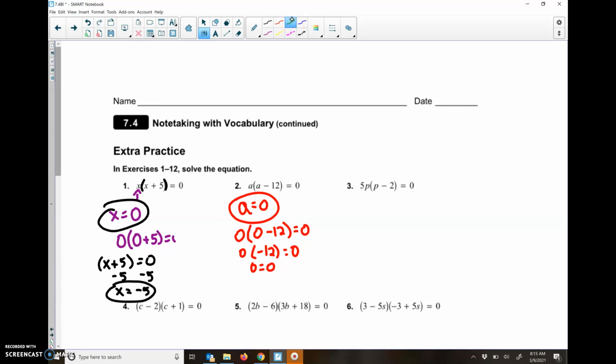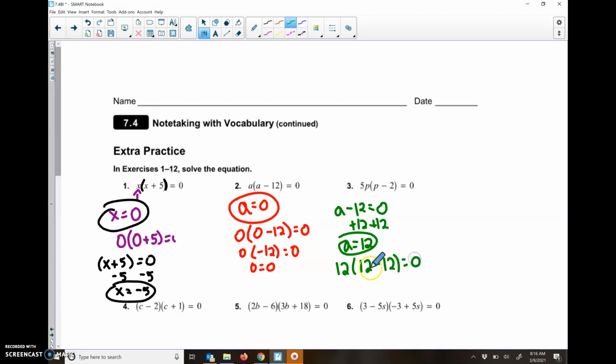Okay, and then for the next one, I'm going to take the a minus 12 that's in the parentheses and set that equal to 0. I'm going to add 12 to both sides. So when I solve it, I get a equals 12. My two answers are 12 and 0, and I'm going to double check this in green, plug in 12 for each a, and see if I in fact do get 0.